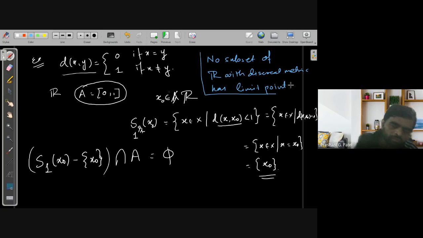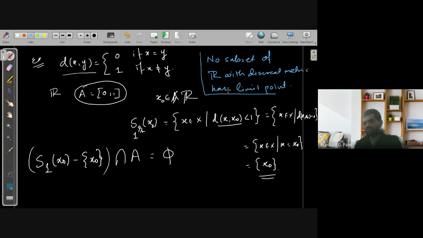Why? Closed interval [0, 1], you can pick any set. With the discrete metric, you can take any. Instead of R, I can say any space you can have. Why R? You can take any space, that does not have any limit point.